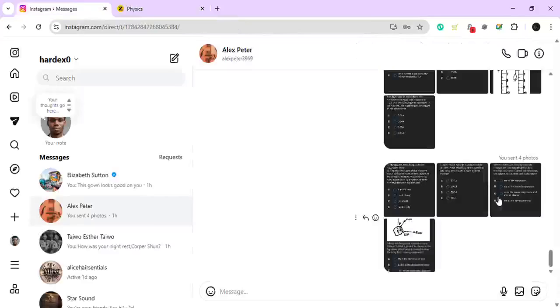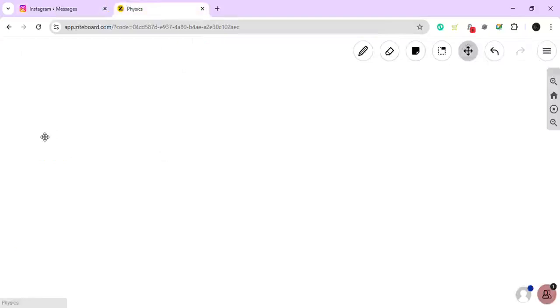Okay, copy image, then paste. Let me paste the next one. It's still loading.